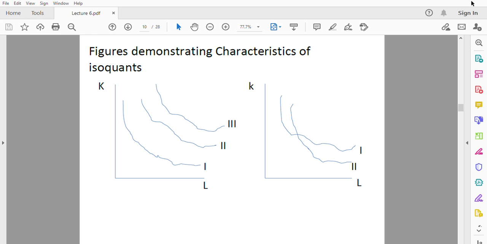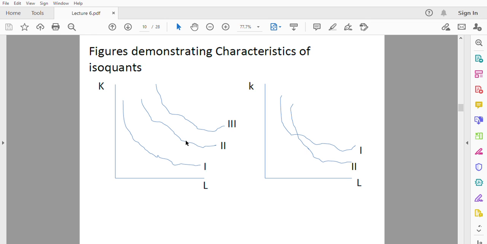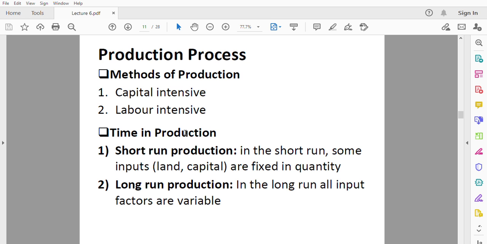So we've looked at the characteristics of isoquants. These are figures demonstrating the characteristics of an isoquant. They are everywhere dense. It is convex to the origin. Isoquants do not cross or intersect each other. And we also mentioned that higher isoquants represent higher quantities of output. So we've looked at the characteristics. We will then move on to the production process.